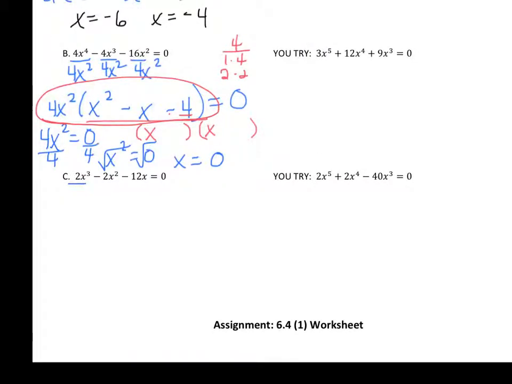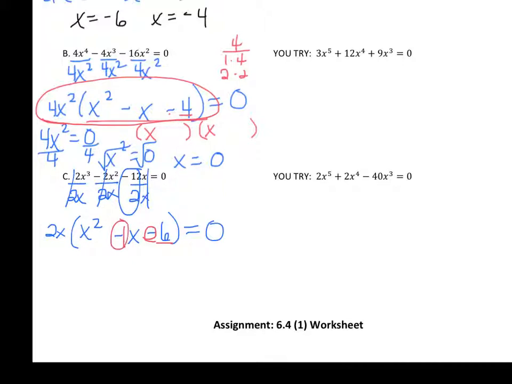Last example. We will find the GCF. It looks like it's 2x, so we'll divide each of these by 2x and write the leftovers. So 2x to the third divided by 2x is x squared. This will give us negative x, and here we'll have negative 6. So we are going to find the factors of 6 that subtract to give us negative 1. So the factors of 6 are 1 and 6 and 2 and 3. If we use 2 and 3, and if we do 3 first minus 2, that will get us positive 1. We want negative 1, so let's flip-flop it. 2 minus 3 is negative 1, so we'll use that.